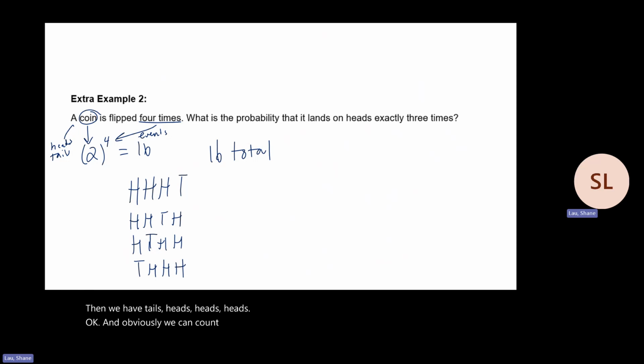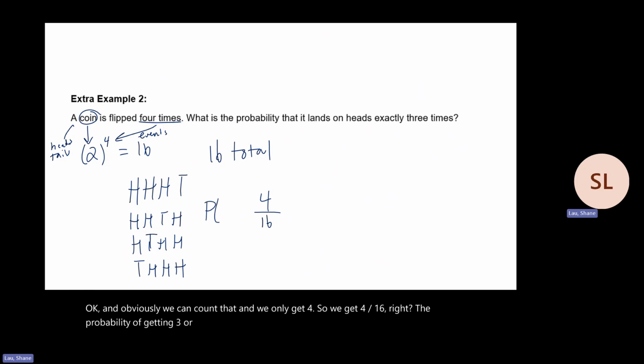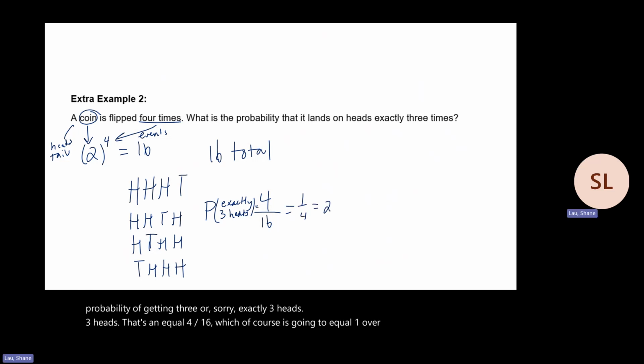Okay. And obviously we can count that. We only get 4. So we get 4 over 16, right? The probability of getting exactly 3 heads is going to equal 4 over 16, which of course is going to equal 1 over 4, which equals 25%. Just like that. Makes things a little bit easier for us.